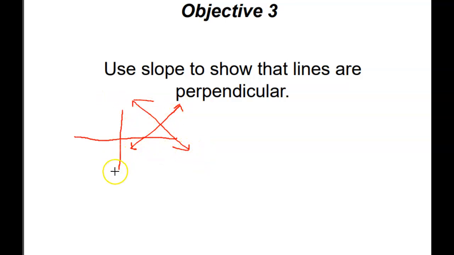In the case of the y-axis, it has no slope because it's vertical, and the x-axis has undefined slope. No slope is perpendicular to undefined. But we're not really going to deal with that here. We're going to deal with the case of lines that are not horizontal or vertical. So if 2 lines that are not horizontal or vertical are perpendicular to each other, one would have a positive slope and one would have a negative slope. That's always going to be true. That's something to keep in mind.